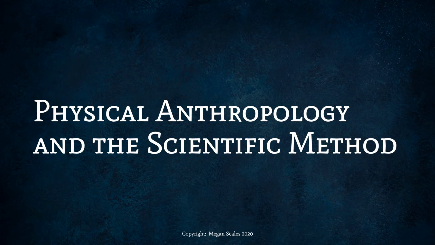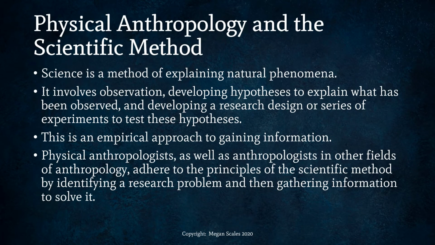So let's talk about how the scientific method fits into this field of study. Science is a method of explaining natural phenomena. It involves observation, developing hypotheses to explain what has been observed, and developing a research design or a series of experiments to test these hypotheses. This is an empirical approach to gaining information. Empirical means that it's based on observation, or things that people can measure with their senses, all right? It has to be measurable information, or we collect measurable information and then learn more about it.